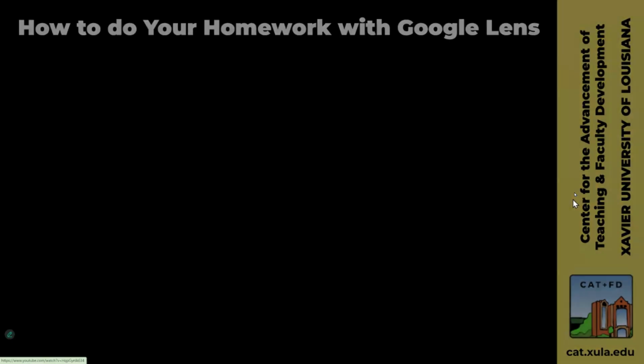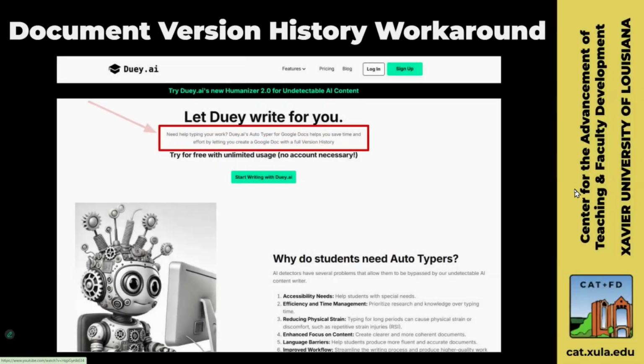All right, and then the last example that I wanted to show was about the document version history. There is a workaround to this. I've seen where some professors want students, for example if you're submitting a Google Doc, to look at the version history so that they can see if you're doing a lot of copying and pasting of text in there. However, there are some workarounds to that. This one, called Dewey.ai, says that it's an auto typer and that it can create a document for you with a full version history.